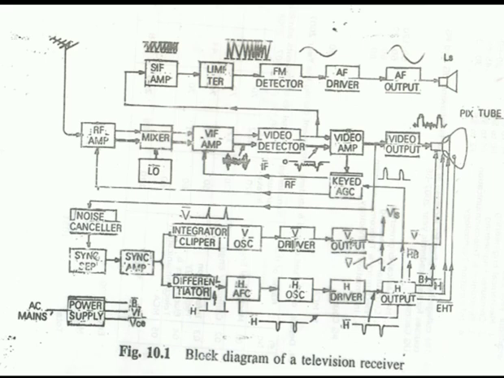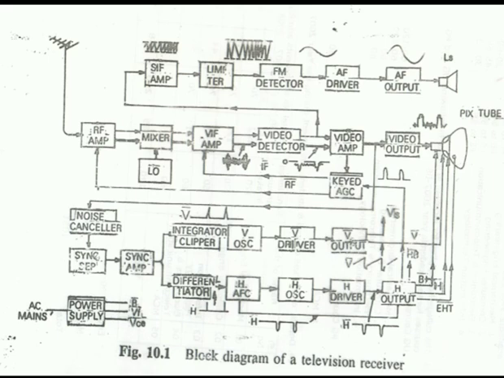Here the AFC circuit, that is the automatic frequency control circuit, is also used. In this stage, the horizontal flyback pulses and horizontal synchronization signals are compared. The horizontal oscillator generates the 15,625 Hz sawtooth horizontal line frequency for the horizontal deflection of the electron beam inside the picture tube. In the horizontal driver, the signal coming from the horizontal oscillator is simply amplified.